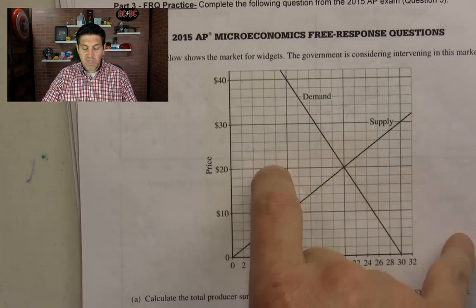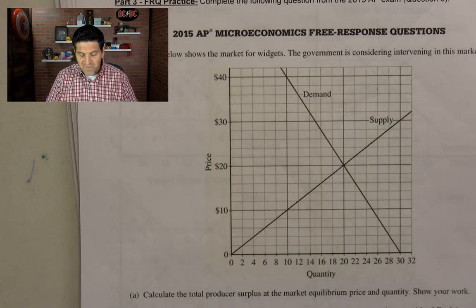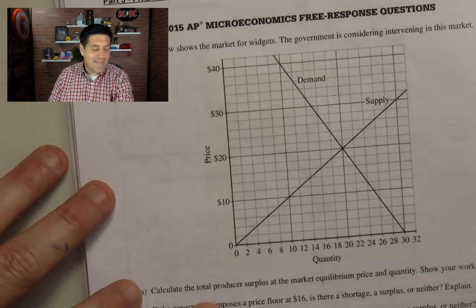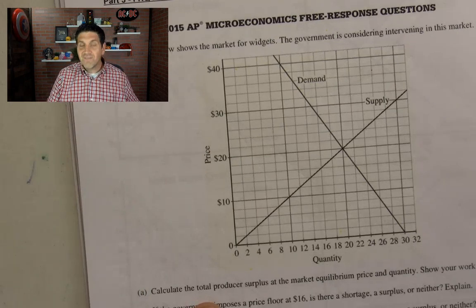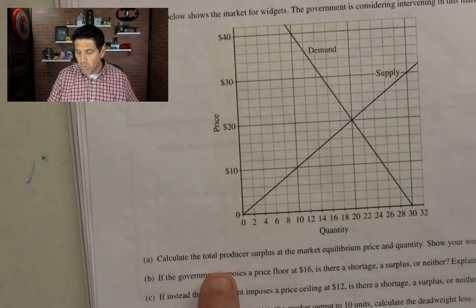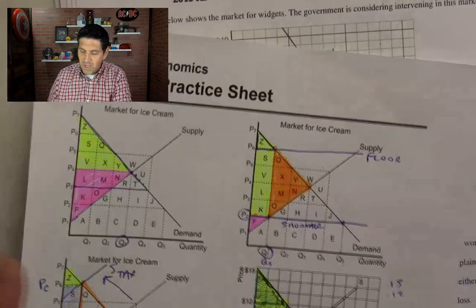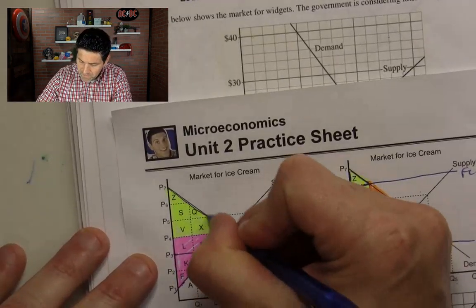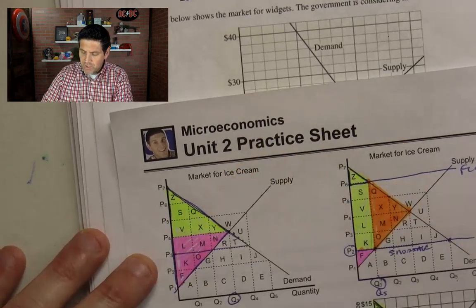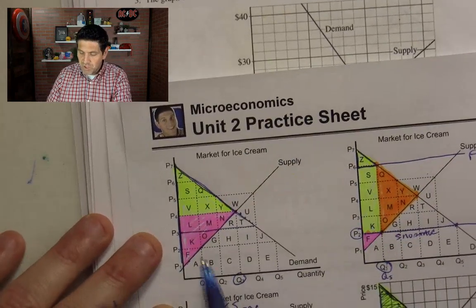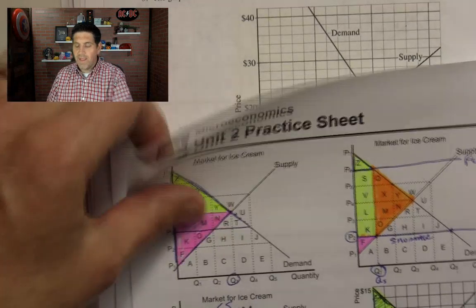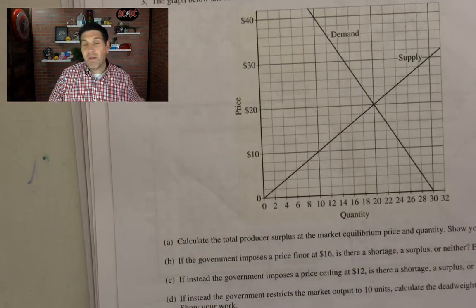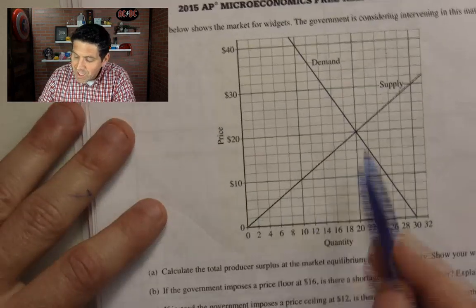Try this free response on your own. This is from the 2015 test. This asks you the same exact concepts. The only thing that I didn't really cover much was this idea of total surplus. So understand, total surplus is both triangles added together. So there's consumer surplus, there's producer surplus, add them together, that's total surplus. It talks about total producer surplus in this one, but I think later on it asks you about total surplus. Basically, can you identify this stuff?